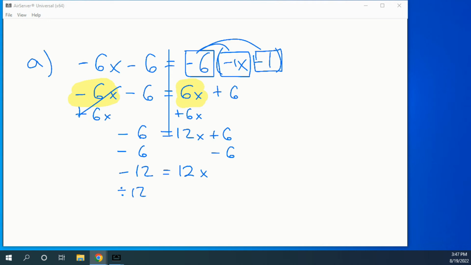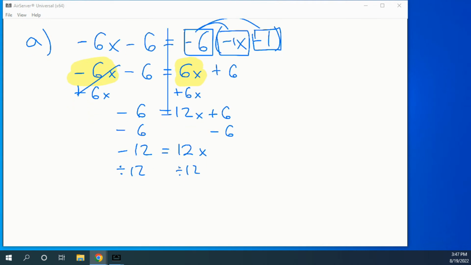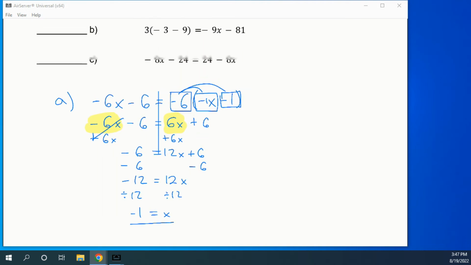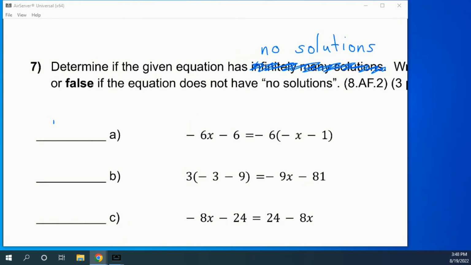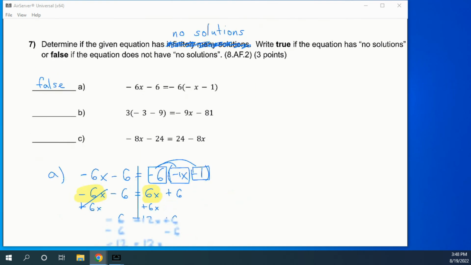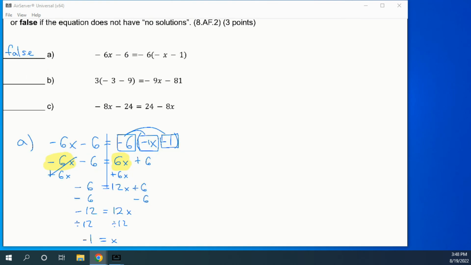So I'm going to divide both sides by 12. Negative 12 divided by positive 12 is negative 1 equals x. Okay, so that is the solution here. That is not a no solution. So I'm going to say in this one, this is going to be false. That does not give us no solution. All right, let's check out B.